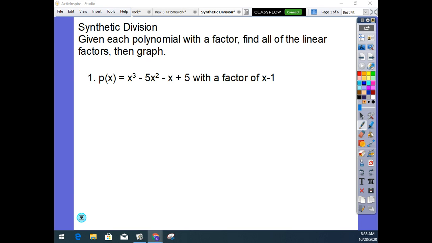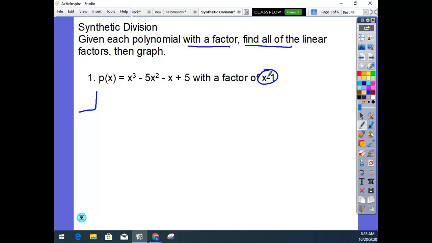So the synthetic division worksheet wants you to find, given a factor, all of the rest of the factors. So we're going to use x minus 1 to divide. So what do we do? What goes in the box if we're dividing by x minus 1? We put in a positive 1. And we need the coefficients from each of the terms. Positive 1x to the third, negative 5, negative 1, positive 5.